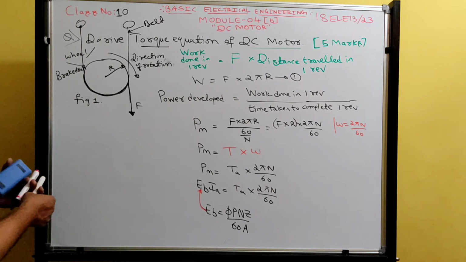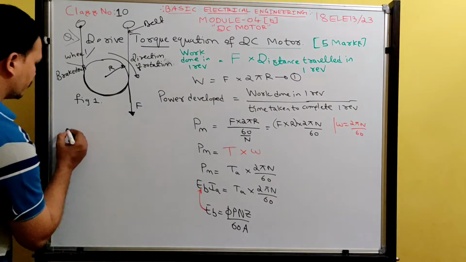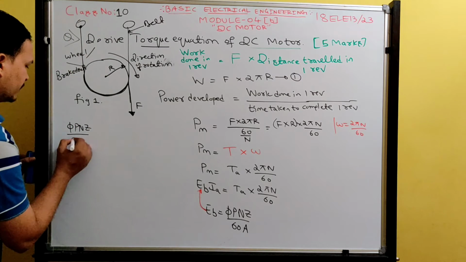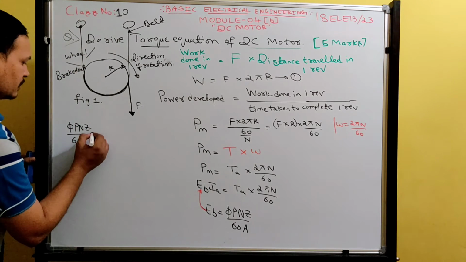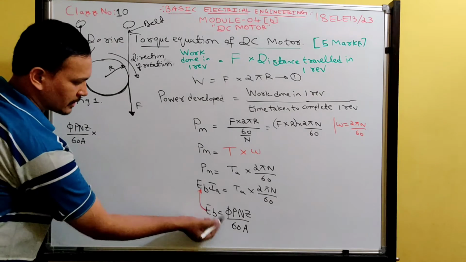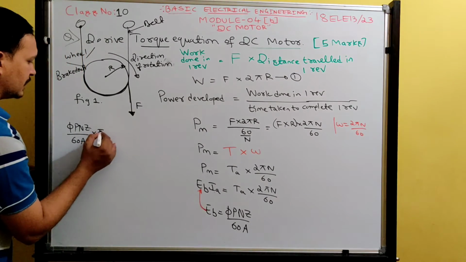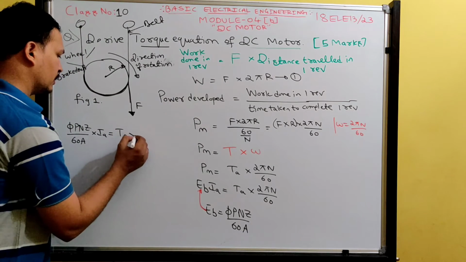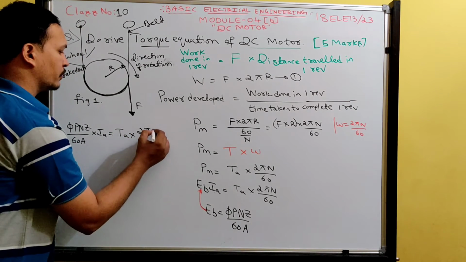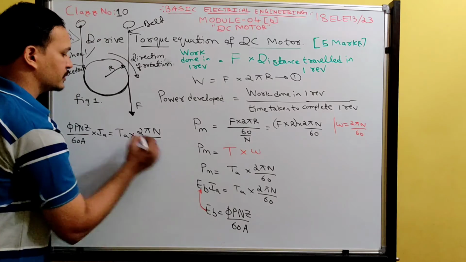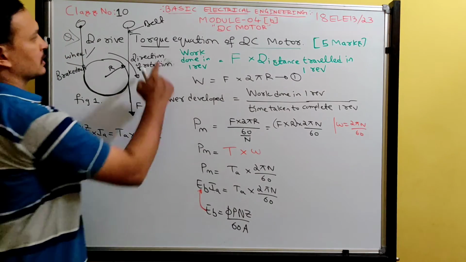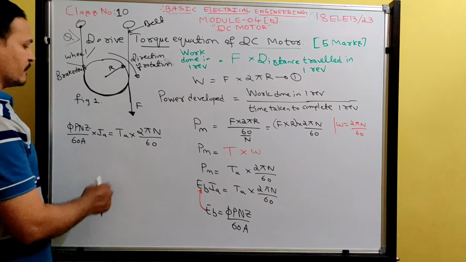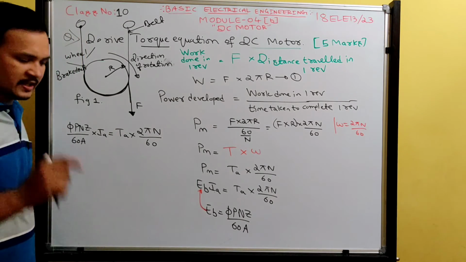So now you write the EB value here. What is EB? Pi P N Z by 60A, into which EB is substituted. What is next? IA is there. IA is equal to TA into 2 pi N by 60. Now what is our topic? Derive the torque equation of DC motor. So from this you write the expression for TA.